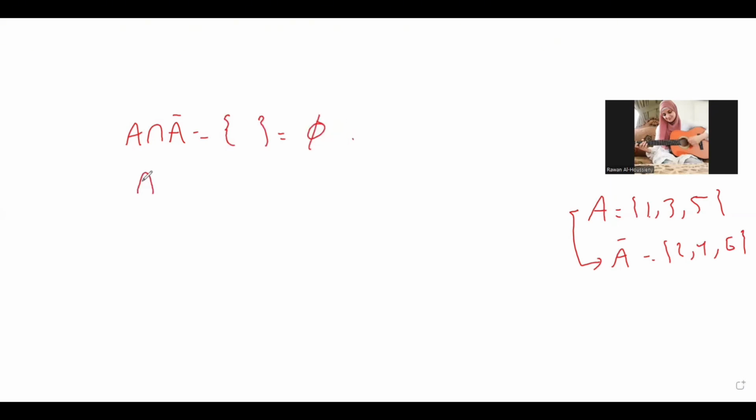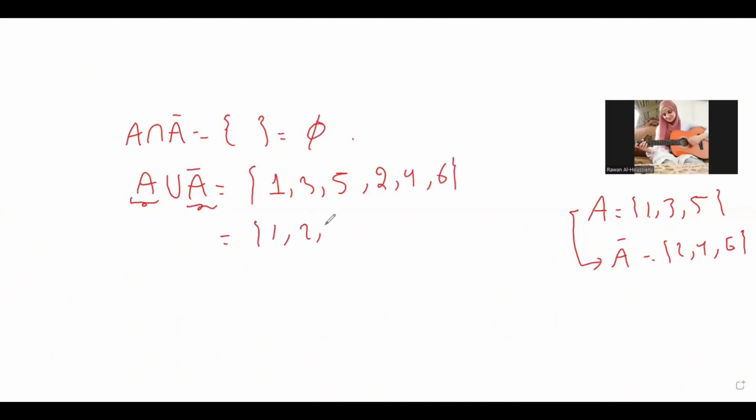Now we have A union A bar. What do we mean by union? It means that we have to take all the elements of A and all the elements of A bar. All the elements of A are 1, 3, 5. The elements of A bar are 2, 4, 6. We can arrange the numbers, so we see 1, 2, 3, 4, 5, 6. As we notice, it's the same set as E. So that's why we said A union A bar gives us the set E.